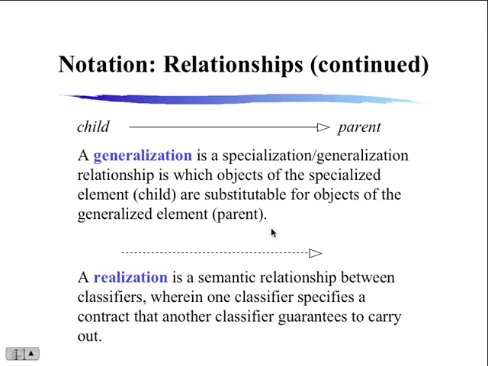And then the realization, which is the open line here instead of the solid line. So it's the semantic between the classifiers. One classifier specifies a contract, and the other classifier guarantees to carry it out. Meaning, we're telling you to do this work, and that class is going to do the work, and we have nothing to do with that work. It's like the print functionality that would go through a realization to a print module that actually does the printing. We don't do the printing, we just send it over there to do the printing. So, outsourcing.